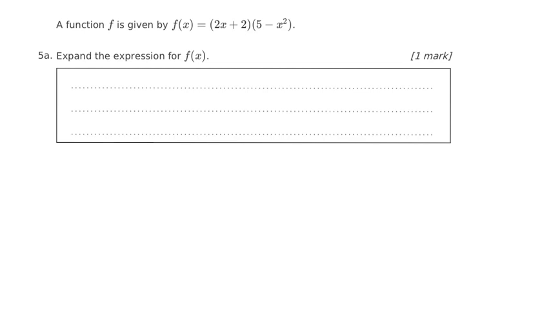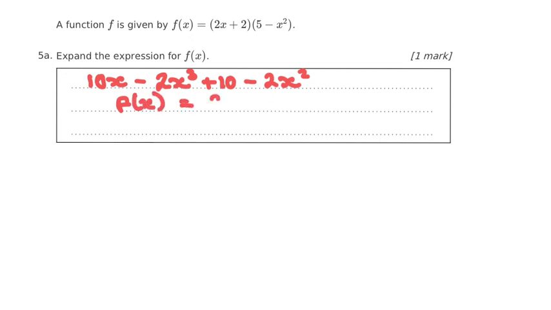A function f is given by f of x is equal to brackets 2x plus 2, brackets 5 minus x squared. 5a. Expand the expression for f of x. Well, if you expand that, you get 10x minus 2x cubed plus 10 minus 2x squared, which simplifies to f of x is equal to 2x cubed plus 10 minus 2x squared.